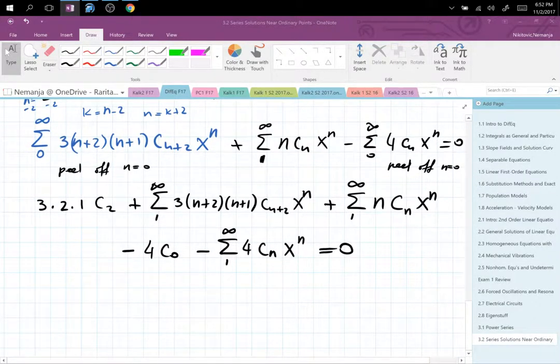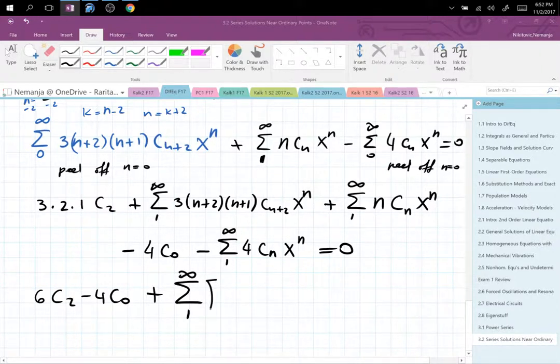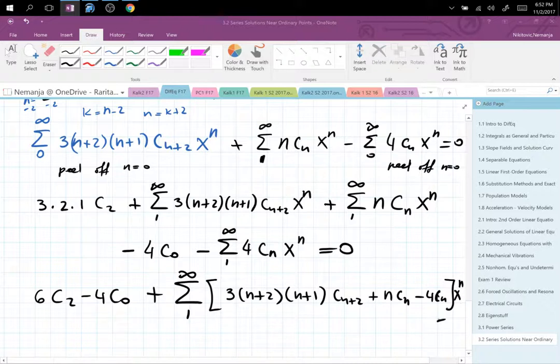Now we combine this into 6c2 minus 4c0. That's the constants, pushed all of those to the front. Plus, and now combine all of the sums because they all have counter at 1 and x to the n. So what we have is 3n plus 2, n plus 1, cn plus 2, plus ncn minus 4cn, all of that, x to the n equal to 0. And there's your recurrence equation.